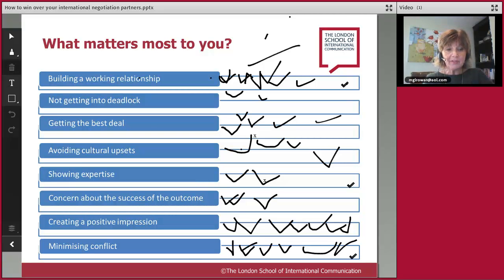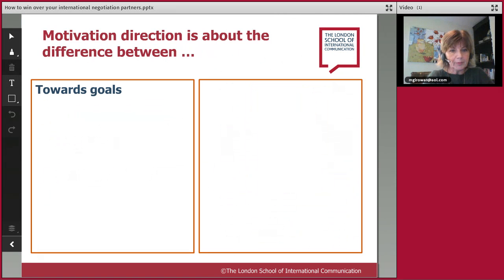To some other people, if I said I could show you how to create a positive impression, that might appeal more to you. So our motivation, our reason to act and do something, is directly linked not only to what's important to us, but whether that is moving towards something that we want or away from something that we don't want. So I'm just going to go back now to where we were here.